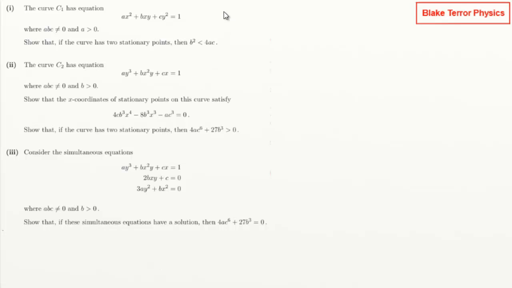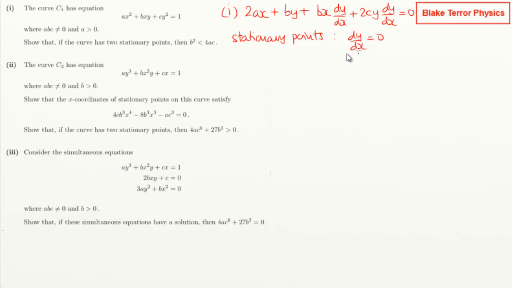Right, clearly I'm going to be differentiating if we're looking at stationary points. I'll differentiate with respect to x just because it seems a bit more natural, but it doesn't really matter. You could do it with respect to y, but I'm not going to. So 2ax plus by plus bx dy/dx plus 2cy dy/dx equals 0. And then we're looking at stationary points, so that means dy/dx equals 0.